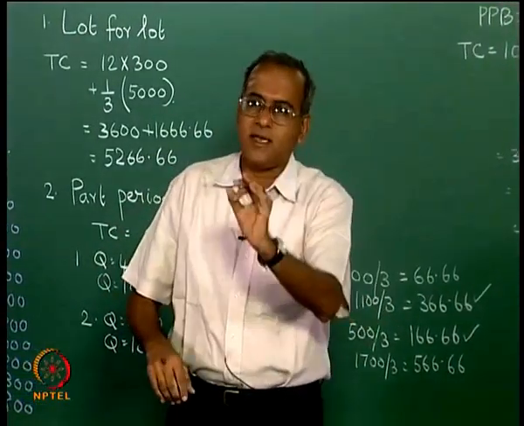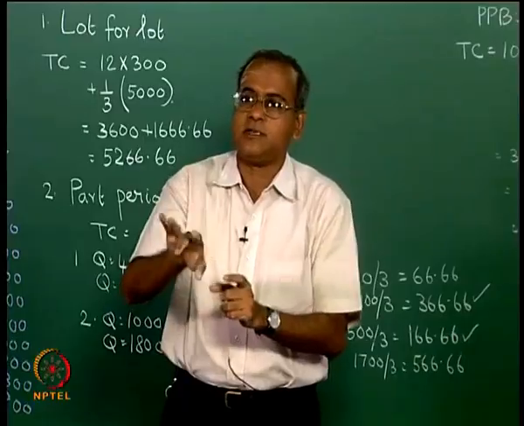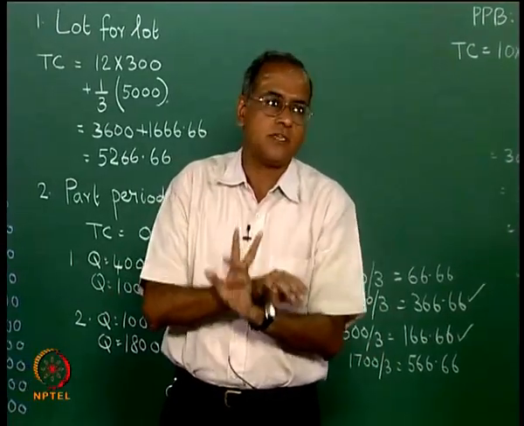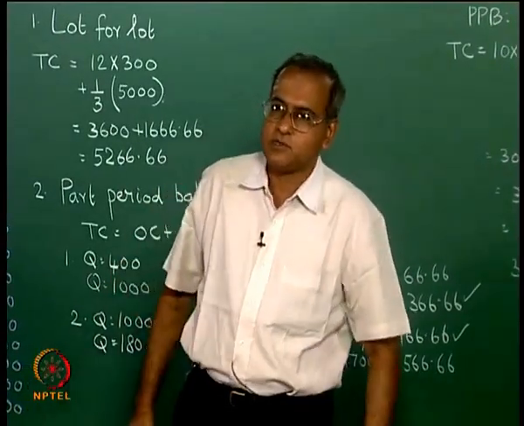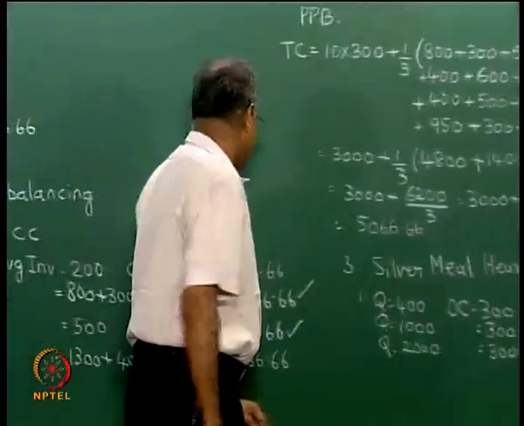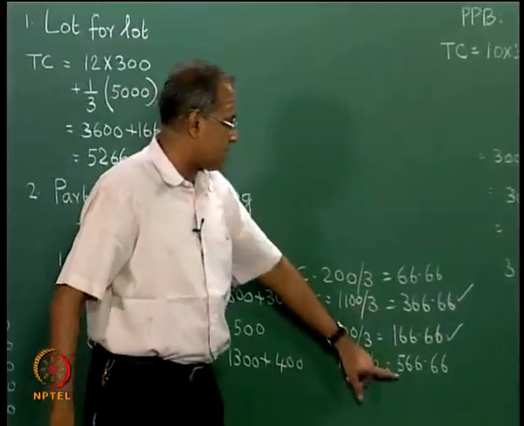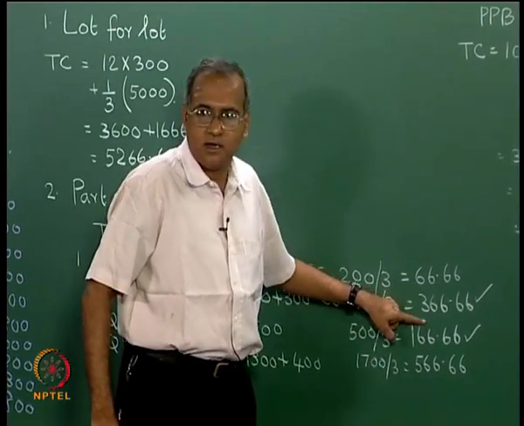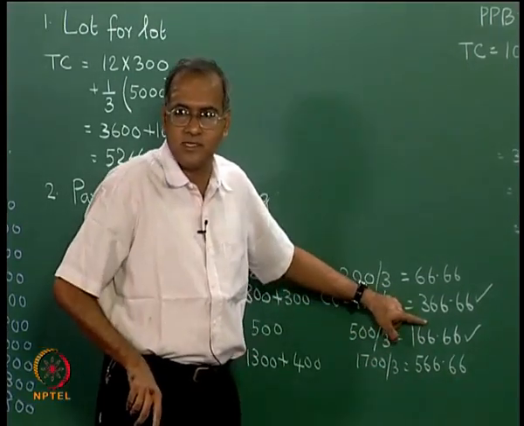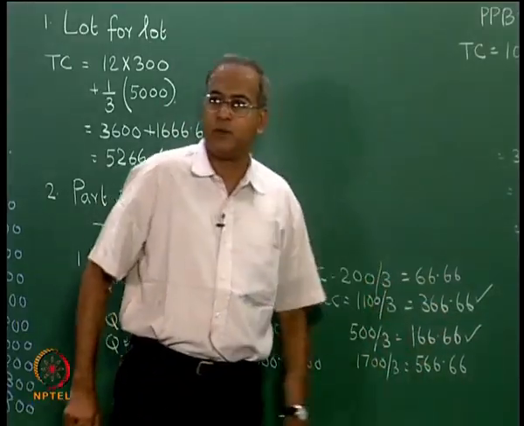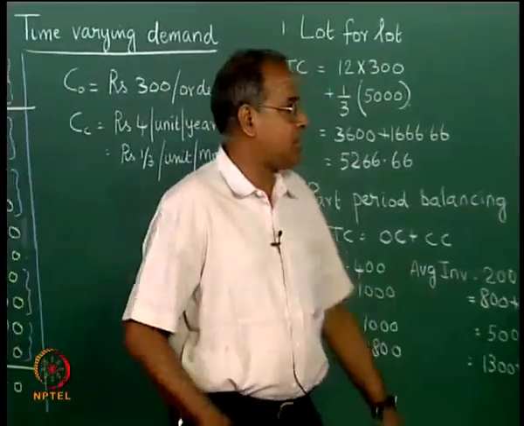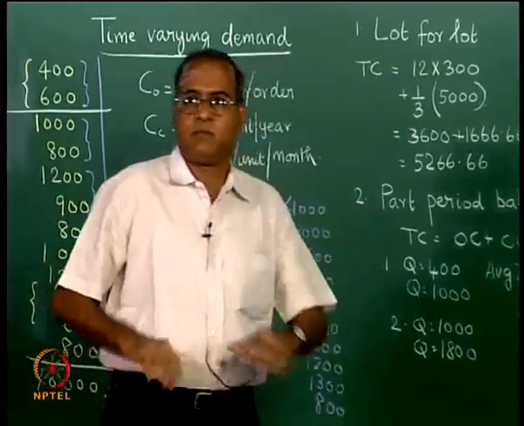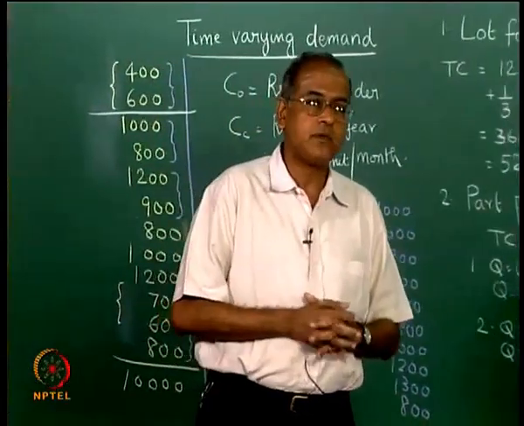So mostly in that decision to find out which one is nearer, part period balancing's solution is different from Silver Meal's solution. We did see a situation here where 166, 566, because the order cost was 300, this was chosen, while Silver Meal's way of optimizing allowed us to combine both of these. So both the methods can be used and both of them are used extensively.